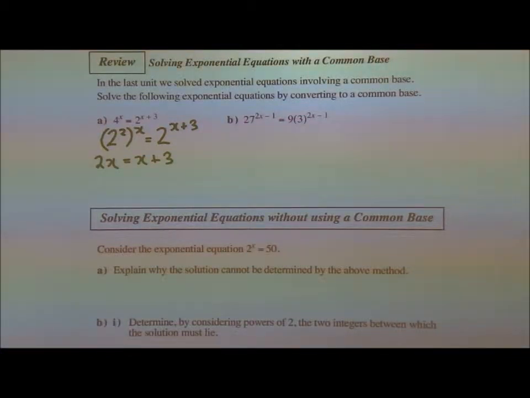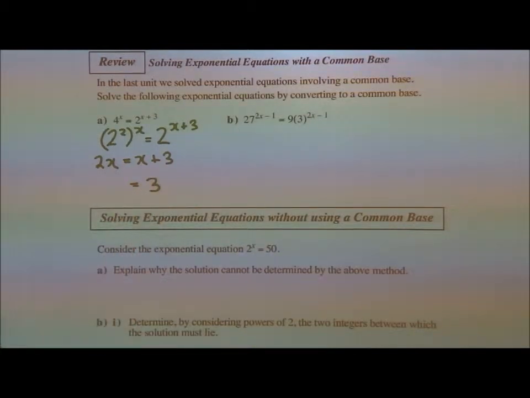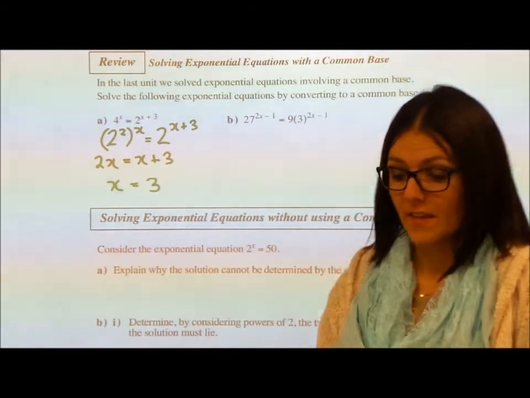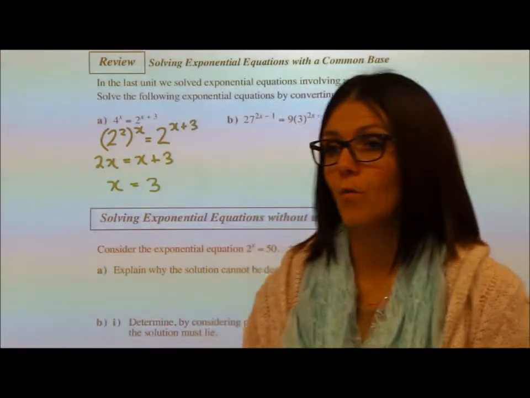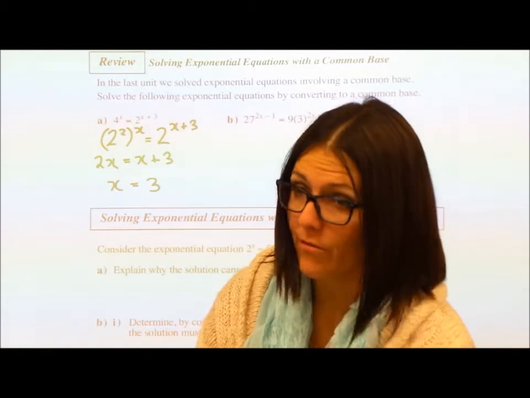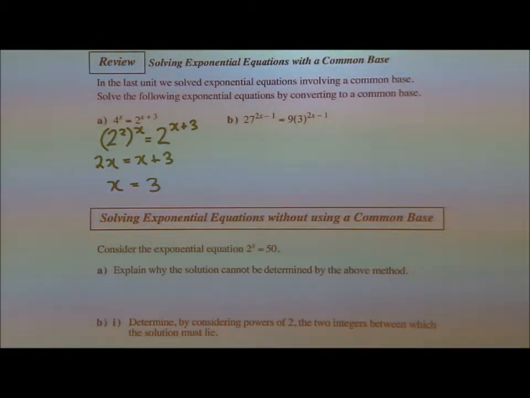So how would I continue solving this? Move the x to the other side, and I'd be left with a 3 on the right hand side. What would I get on the left hand side? X. And I can double check this. 4 to the power of 3 is 64, and 2 to the power of 3 plus 3, or 2 to the power of 6, also gives me 64.